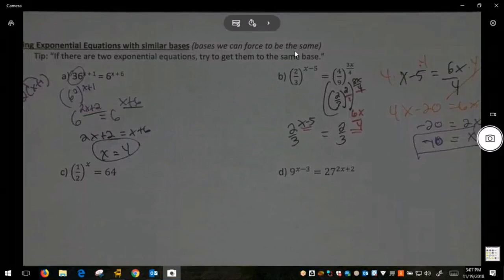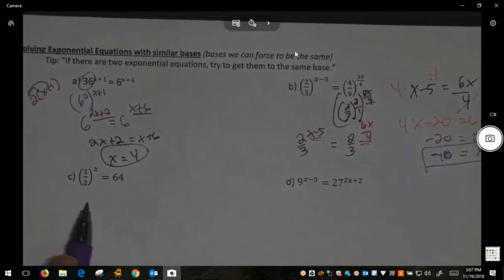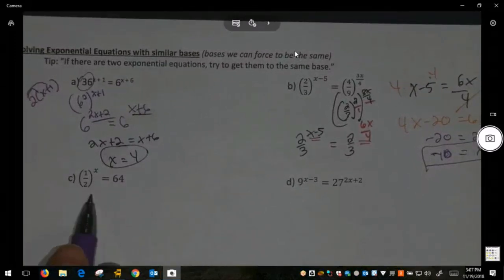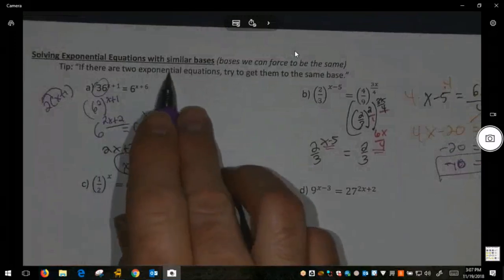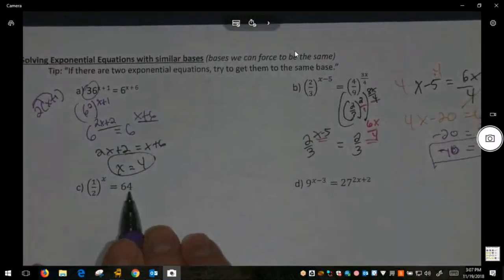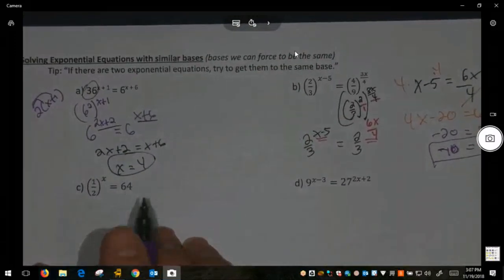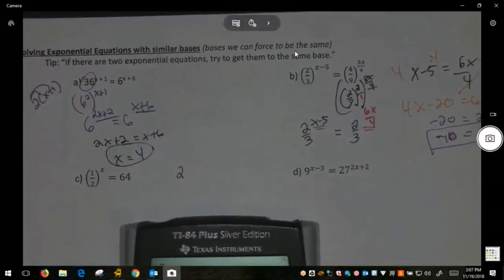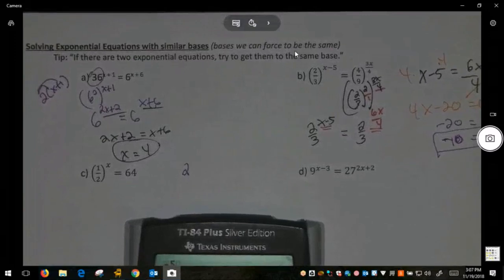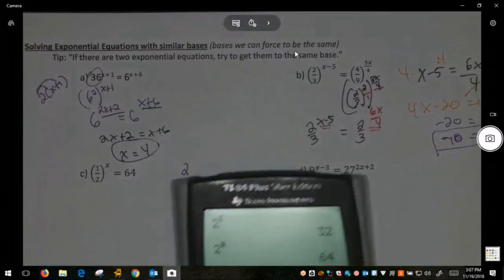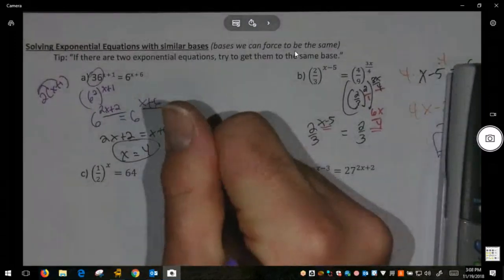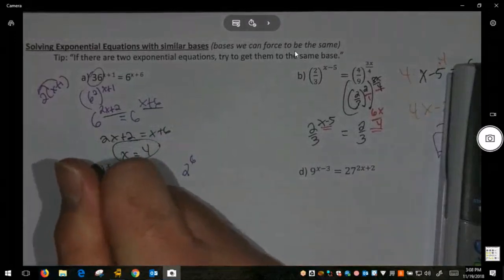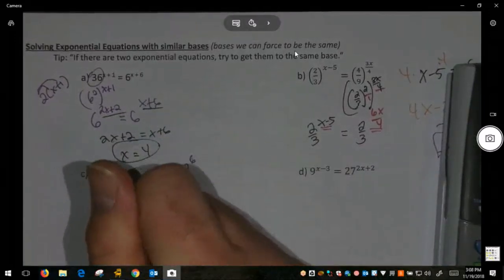All right, looking at letter C, I only see one base here. But because they're telling me that I'm supposed to treat it as similar bases, I know that 64 is really 2 to a power. 2 to, I believe, the 6th, but it might be the 5th. It is 2 to the 6th. I was correct. So since that's 2 to the 6th, I now have 1/2 of x equals 2 to the 6th.